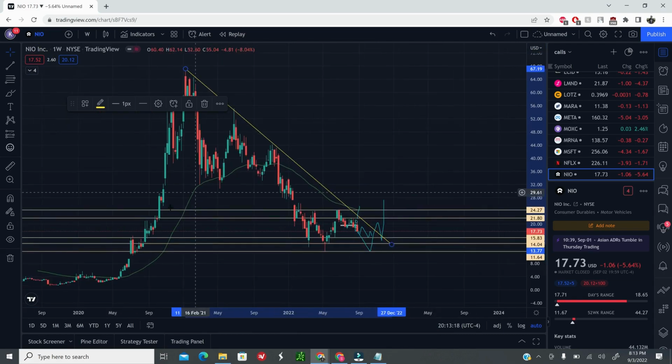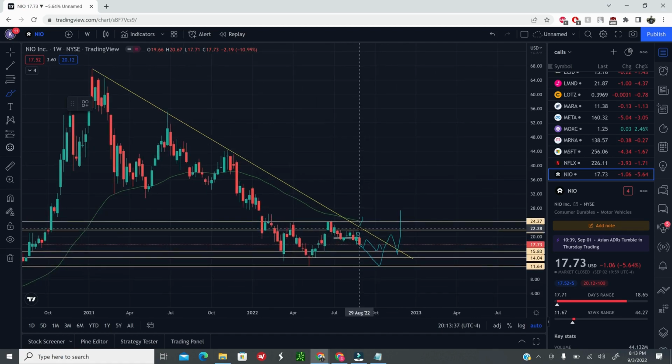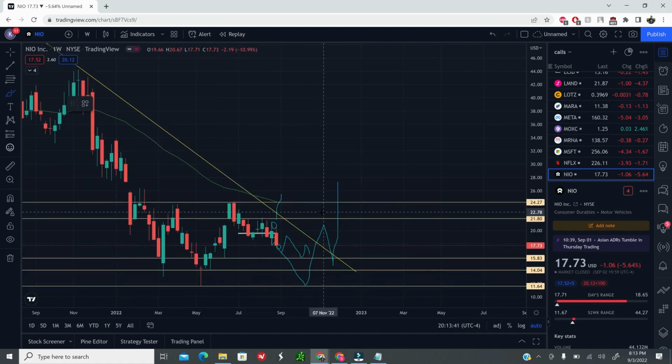Okay, and I would not be surprised if we also break this $11 area, 11.60, where we saw the previous bounce, and go fill this gap down here around 9.20 is the gap fill. So we have to see if that could happen too. We will have to wait and see how things go.